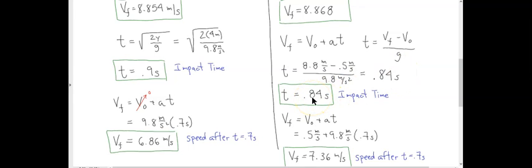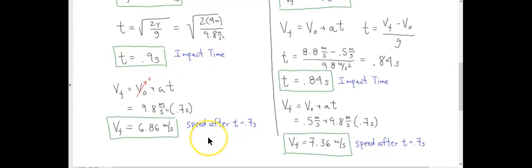So you do see that a faster speed reaches the ground in a shorter time. See, 8.868 reaches the ground in 0.84 seconds. 8.854 meters per second reaches the ground in 0.9 seconds.